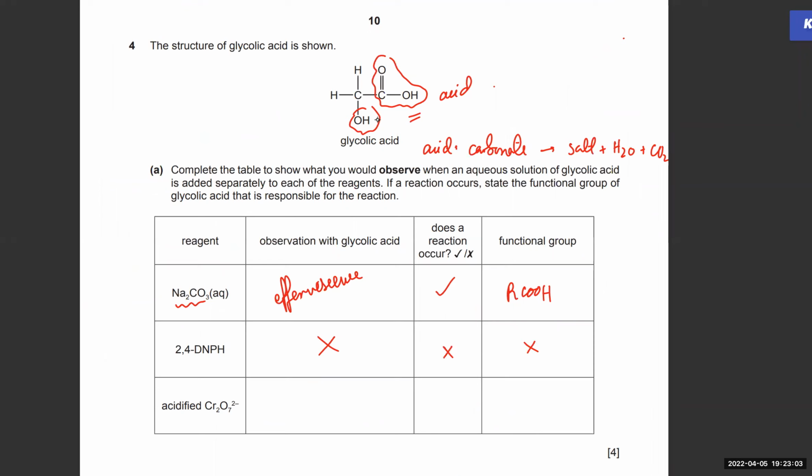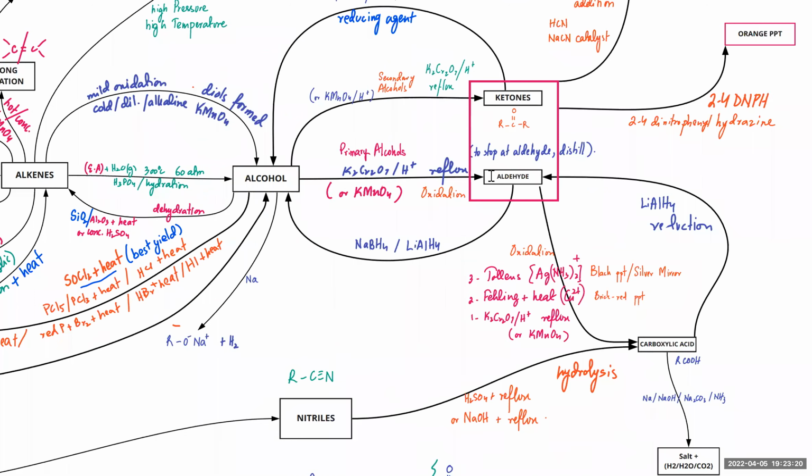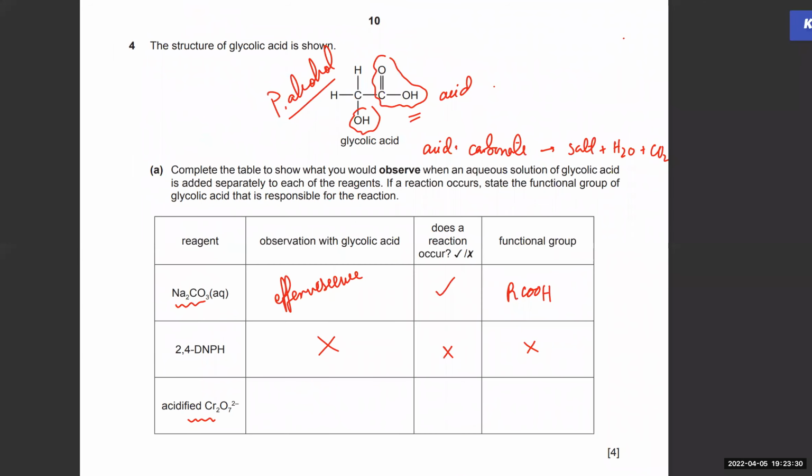And acidified dichromate(VI), that is an oxidizing agent, and you have a primary alcohol on this side. So primary alcohols get oxidized to carboxylic acid. Primary alcohols turn into aldehydes first, and aldehydes further get oxidized by K2Cr2O7 to form carboxylic acid. So there's definitely going to be a reaction. And whenever you have potassium dichromate(VI), the color change is orange to green.